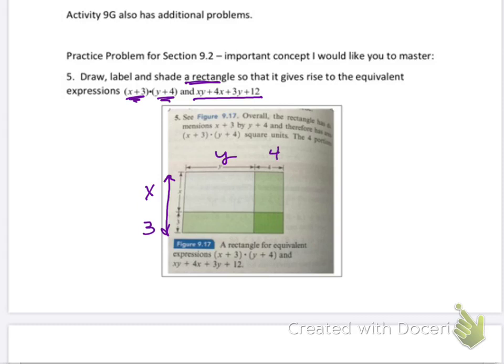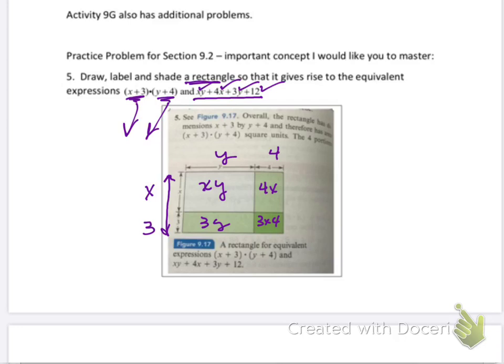So look at the areas that you are developing. This light box is x times y. That matches the x times y. This light green is 4x. That matches this 4x. This light green is 3 times y, which matches that. And the dark green is 3 times 4, which matches that. So be able to do this exercise. It's very important to connect a binomial multiplication, which is what that's called, to an area problem. Okay, it's a very big starting point for many of the fundamental math problems that deal with this kind of multiplication.